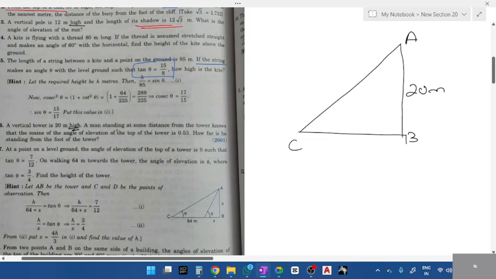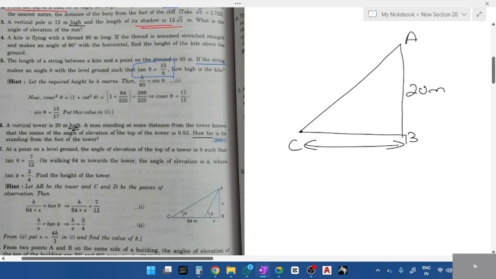20-meter high. A man standing at some distance from the tower, students. If AB is the tower, which one is the man here? Where does he stand in this triangle? At point C. So, what is the distance between C and B?